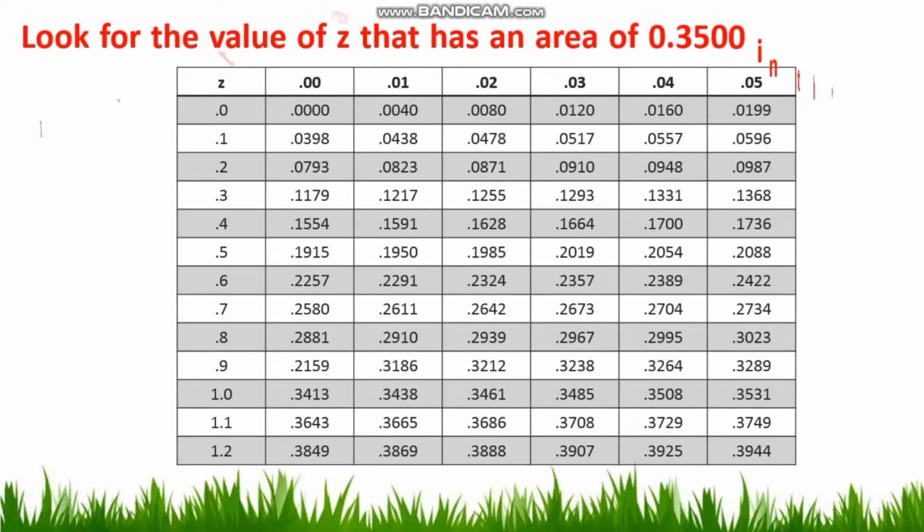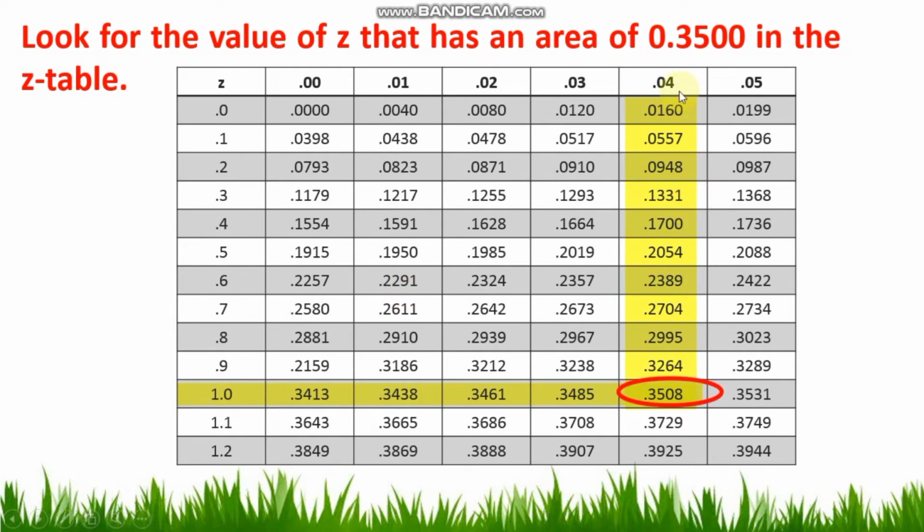Locate that one, 0.3500 sa ating normal curve table or z table. Okay? 0.3500, check natin kung may exact. Walang exact. Right? So, since walang exact, we get the nearest area, which is 0.3508. So, that 0.3508 area, kaninong z value yan? Kay 1.04. Okay, 1.0 plus 0.04 is 1.04.